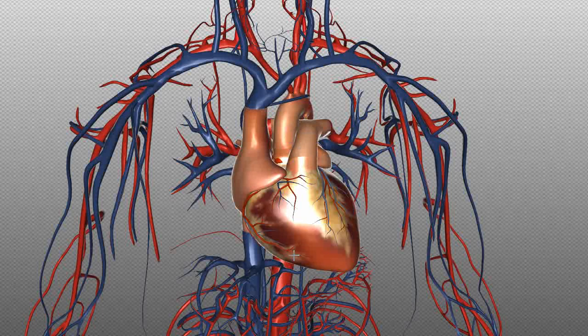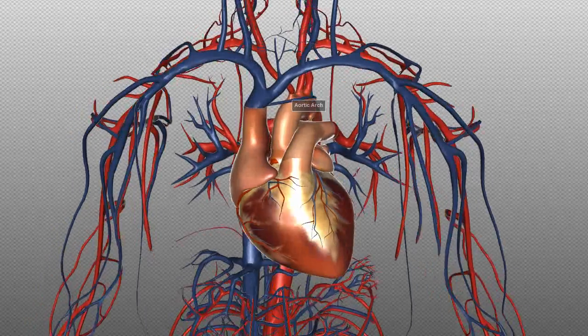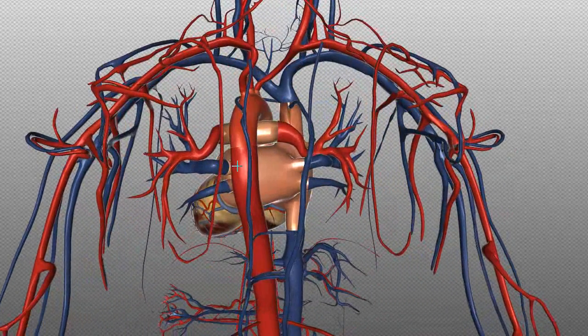So the great vessels are those vessels which take blood directly to the heart and take blood directly from the heart. So you've got 4 great vessels. You've got the Vena Cava, you've got the pulmonary trunk, the aorta, and you've got the pulmonary veins.